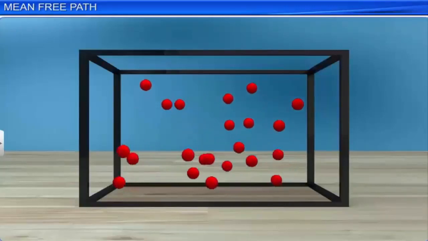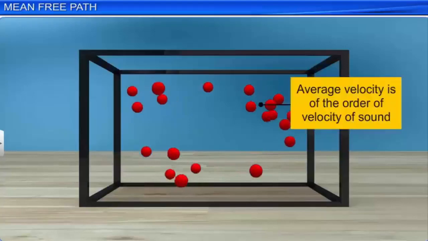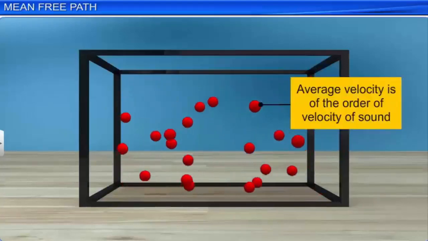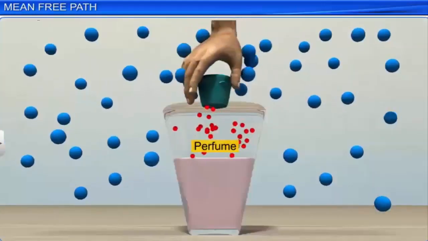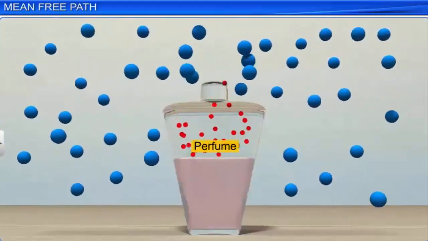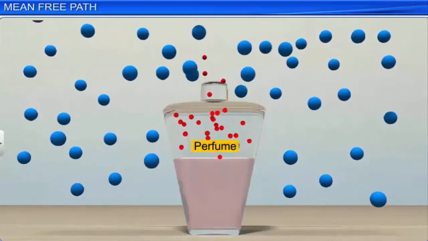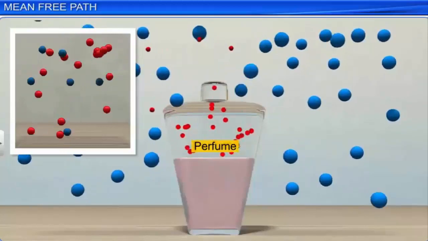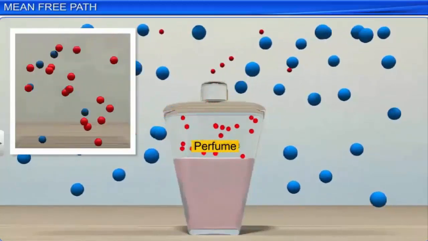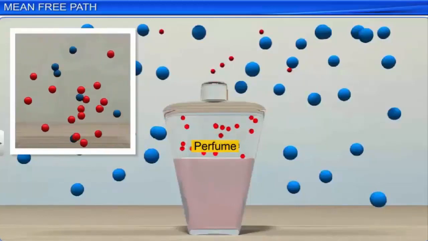The molecules of a gas move with an average velocity of the order of the velocity of sound. But when a perfume bottle is opened, it takes longer for the diffusion of molecules to faraway places. This is because the molecules undergo frequent collisions with other molecules of the gas, and as a result, continuously change their paths.